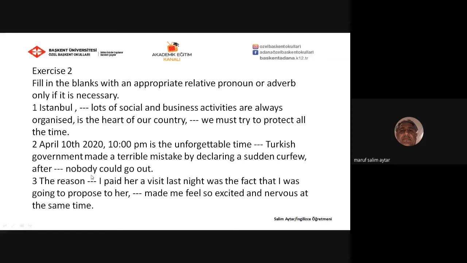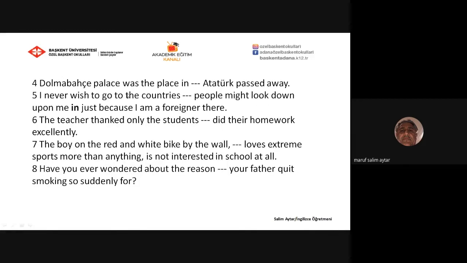The reason, is it necessary to put a relative pronoun or adverb here? The reason I paid her a visit last night was the fact that I was going to propose to her. So the relative pronoun here might refer to this sentence as a whole, huh? Dolmabahce Palace was the place, yes, formal relative clause. Atatürk passed away, died, okay?